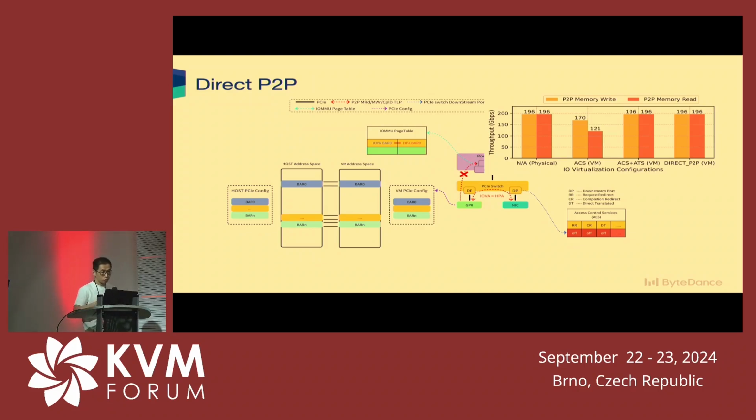Through the direct P2P solution, we can see that the read or write speed is the same as when the host disables IOMMU and with ATS supported in the VM.